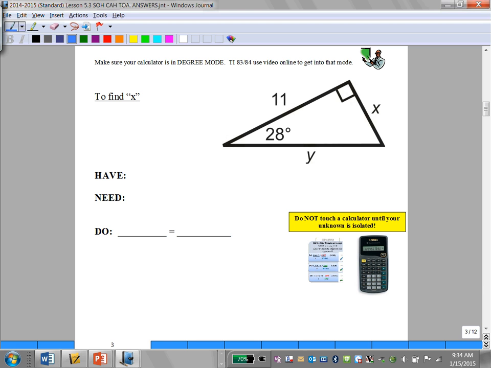Ready? Step one, whenever you work with this, you must start by marking the physical angle. Turn the page. Okay, from there, label opposite, adjacent, and hypotenuse.